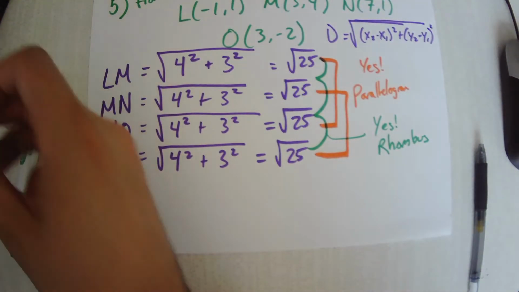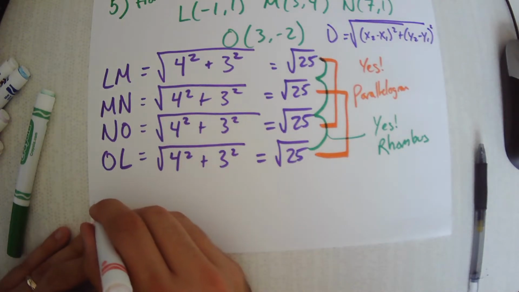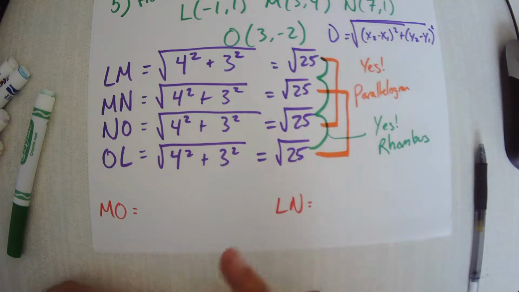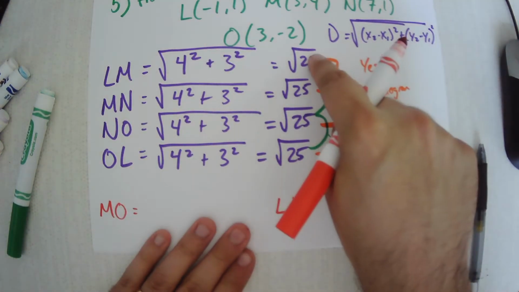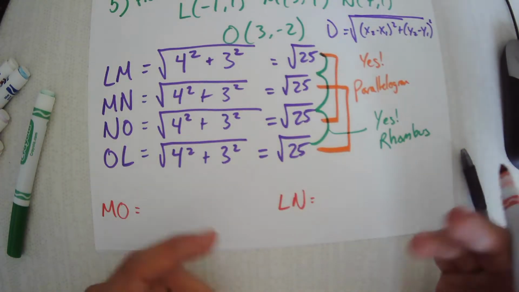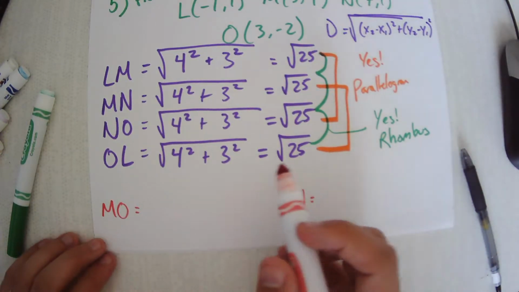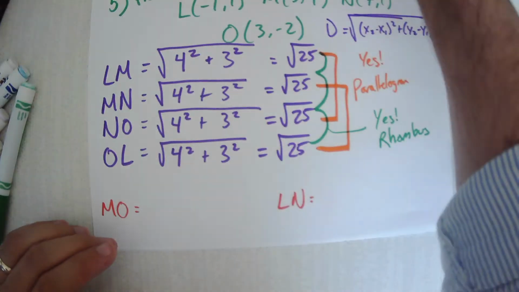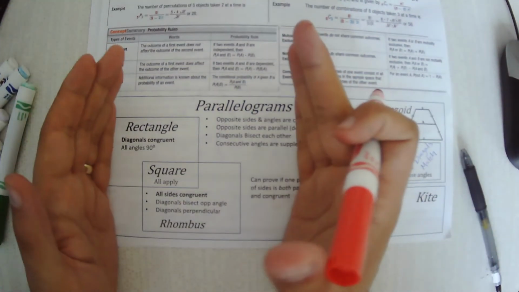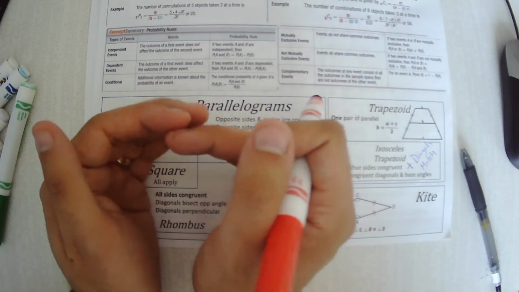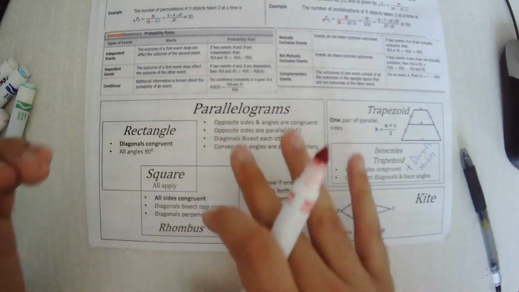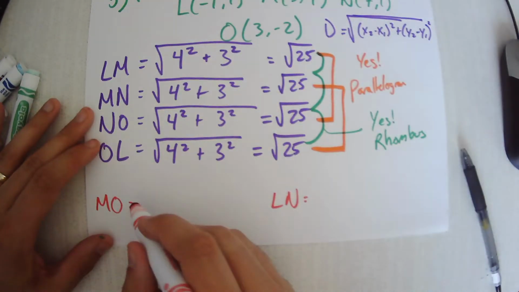So I'm going to do 2 more distances, M and O and L and N. So I'm not looking for this number anymore. I just want them to match. So it doesn't have to be 25, as long as they're matching. Where are we on this box? Well, we're definitely parallelograms, and we're definitely rhombus. And so we're seeing, are we square or rhombus? So we've eliminated just about everything.